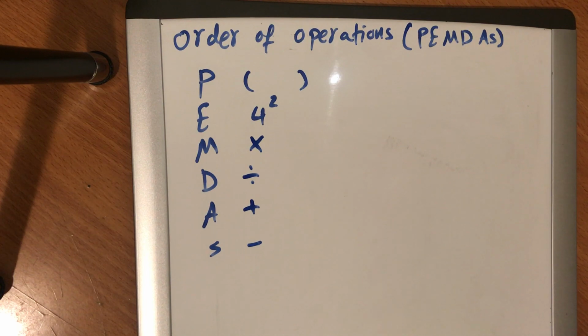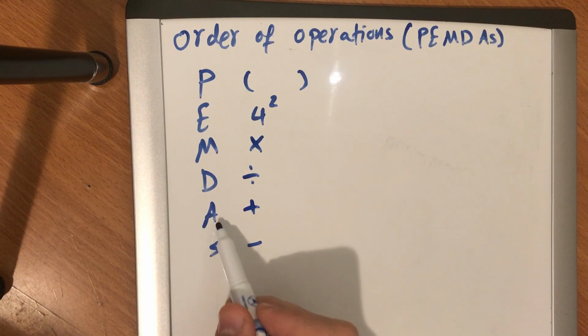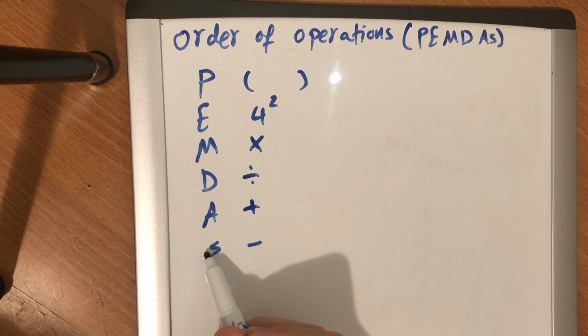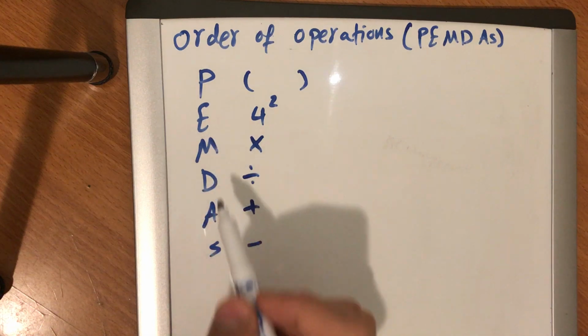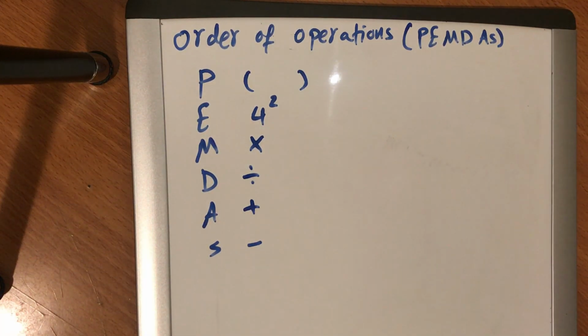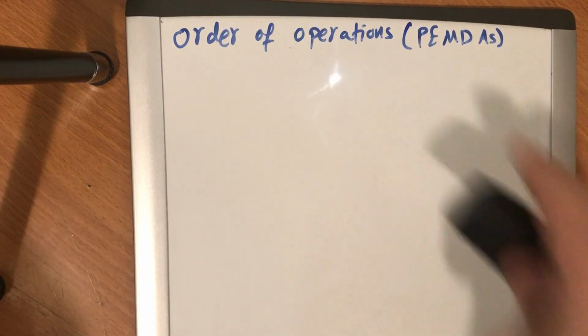Now there's some situations where subtraction and addition doesn't really matter which one comes first. I can flip them, so I can have PEMDSA, or I can have PEMDAS. So it depends. I'm going to show you in the examples how that works. As for now, let's start. So you have to follow that order.